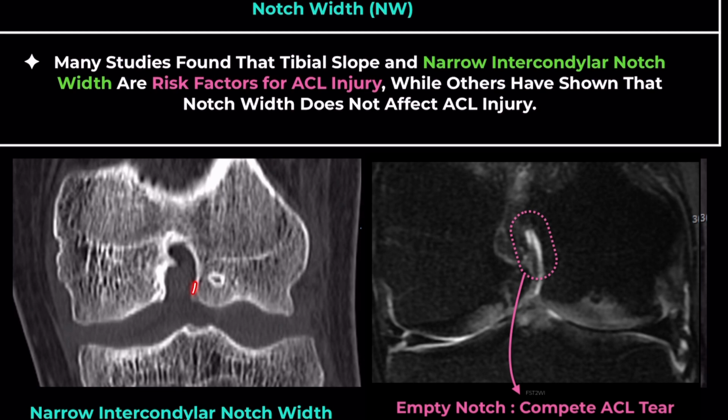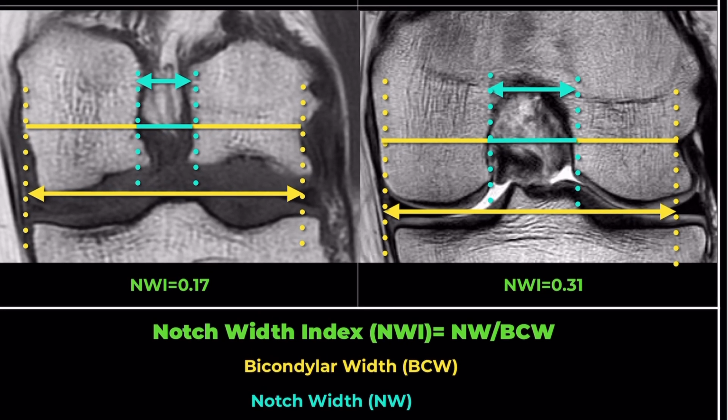This patient had an ACL tear, and on the coronal image, the normal ACL is not visible. ACL reconstruction was performed, but the ACL graft ruptured again.